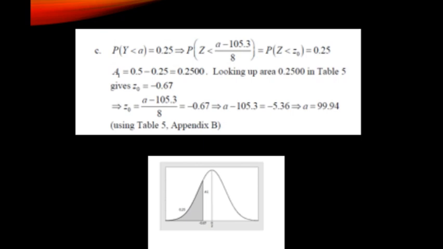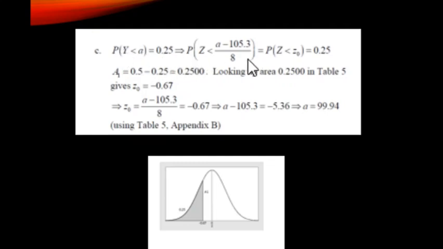Here is the third part, slightly different. In this part, we have the probability or area given to us, and we need to figure out the value of a. So this is what we have: the probability of y less than a is equal to 0.25.